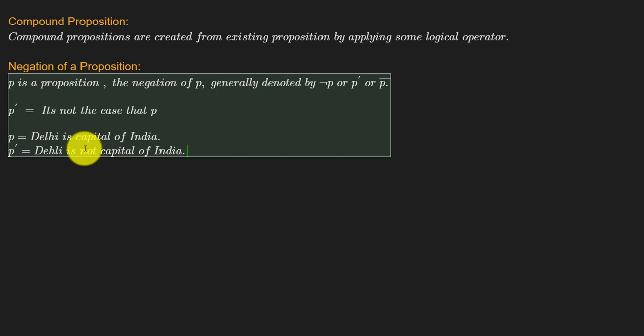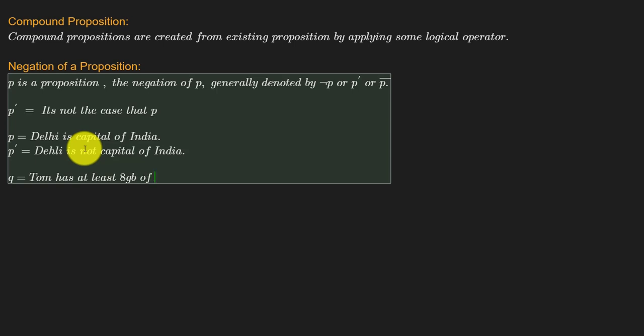Now let's take another example. You can give any name over here, Q as well. So what is the Q value? Let's say Tom has at least 8 GB of RAM in his mobile. Okay, so let's say our proposition Q is this one.